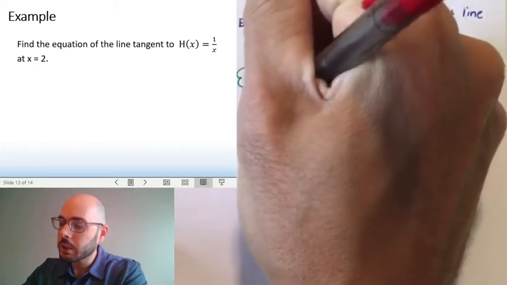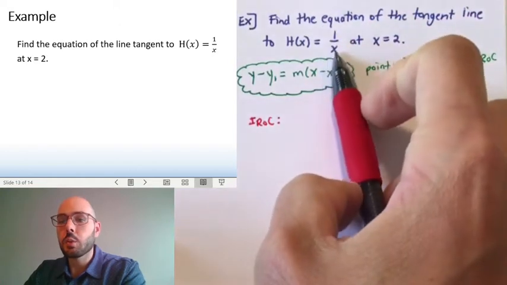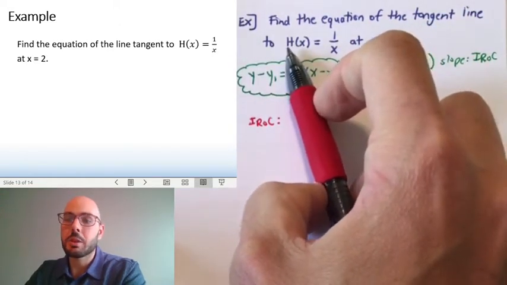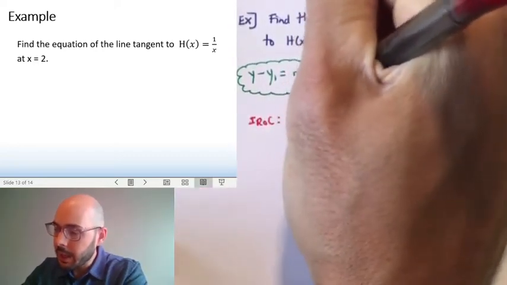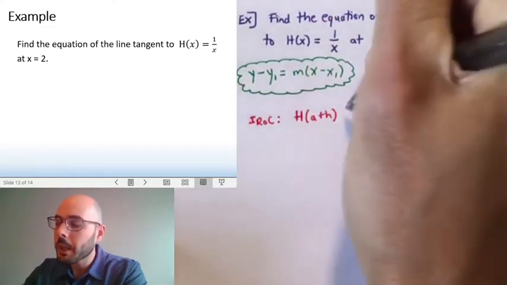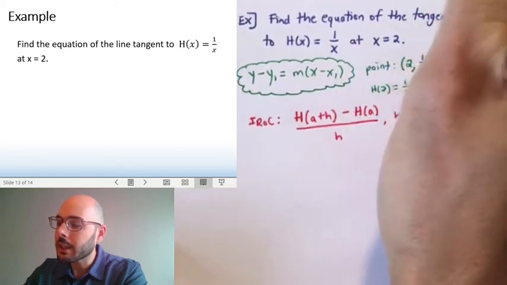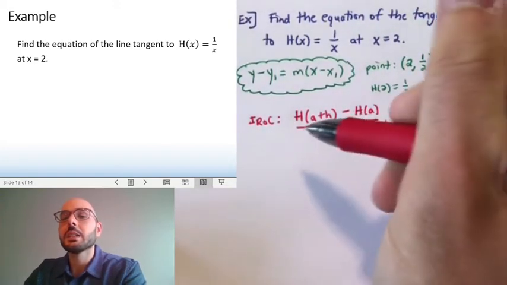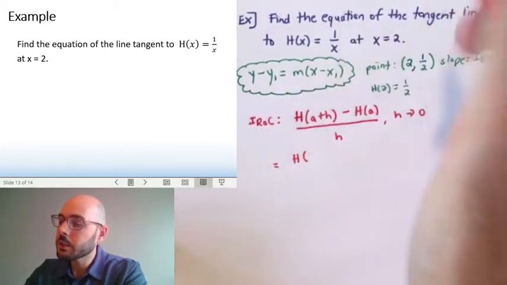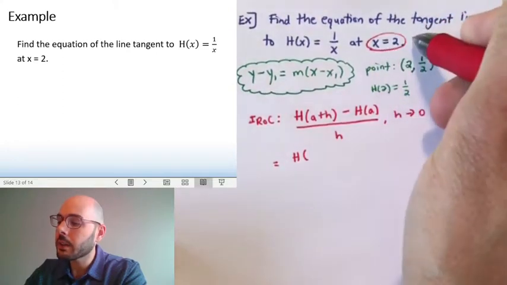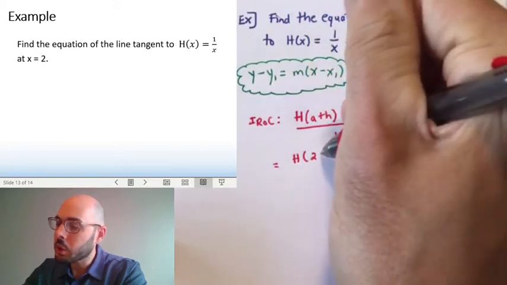I'm ready to start our IROC process, instantaneous rate of change. So our function is 1 over x. It's actually called h this time, so I'm going to use h instead of f. Our IROC formula is h of a plus little h minus h of a all over little h as h goes to 0. So I want to find out, well, first we can plug in little a. So little a, of course, is the x value that they give you. In this case, it was 2. So I'm replacing all my a's with 2.